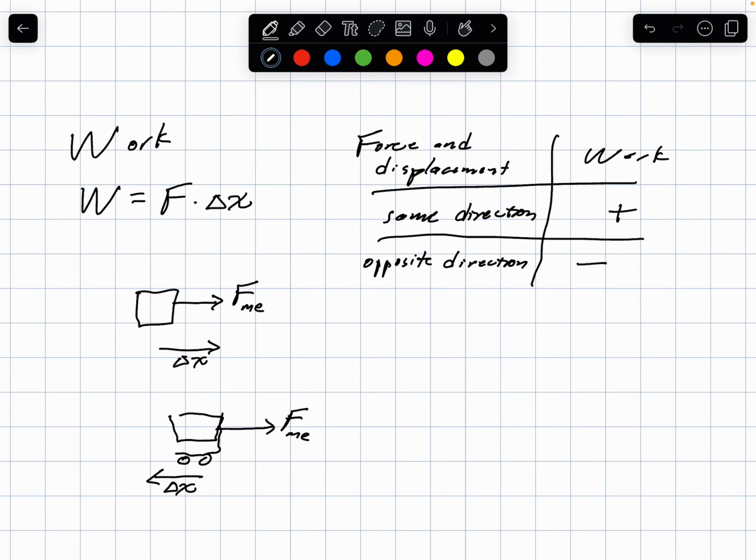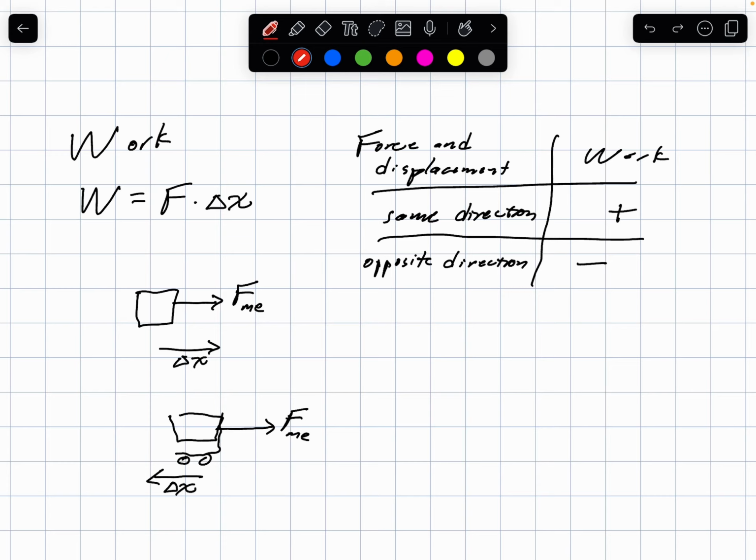This works like positive and negative numbers, right? If force and displacement are both positive, you multiply them together, you get positive. If force and displacement are both negative, you multiply them together, same direction, you get positive. But if one is positive and the other is negative, if they're in opposite directions, like here, then it ends up being negative. Okay. Here's another caveat to this as well.